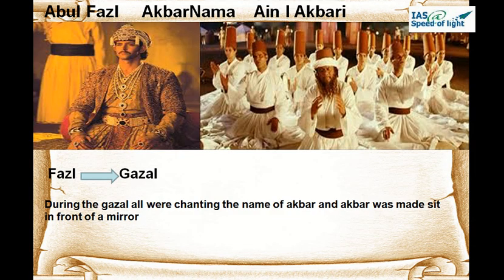Abu Fazl. Ghazal. So what was happening in the Ghazal? It was first the chanting of the name of Akbar, chanting of the name of Hrithik Roshan, Akbar Nama, and second, Hrithik Roshan was made to sit in front of a mirror, that was Aine Akbari.